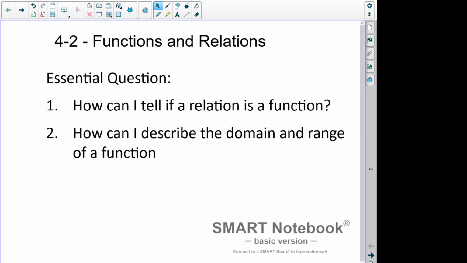So how do we do that? And then that's kind of just understanding the vocabulary of it. And then the second part is how to describe the domain and range of a function. When we talk about the domain and range of a function, we'll be talking about sets of points or sets of numbers. And so we'll use that set notation that we used yesterday, either an inequality or in most cases we're going to be using interval notation.